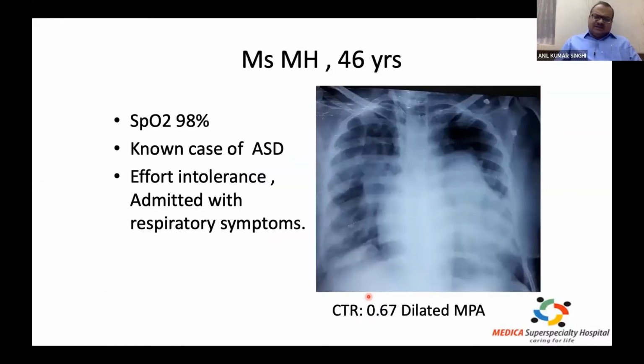This is an interesting patient where again I'll discuss how the transesophageal echo and detailed evaluation helped us come to a decision. A 46-year-old lady, known case of ASD with saturation 98%, significant effort intolerance, and admitted with respiratory symptoms. Now, one interesting part of that X-ray I wish to highlight is significant dilatation of the MPA. Overall, the peripheral vascularity was not as increased as I expected, though the cardiothoracic ratio was increased, 0.67, which may be part of dilatation of the RA.